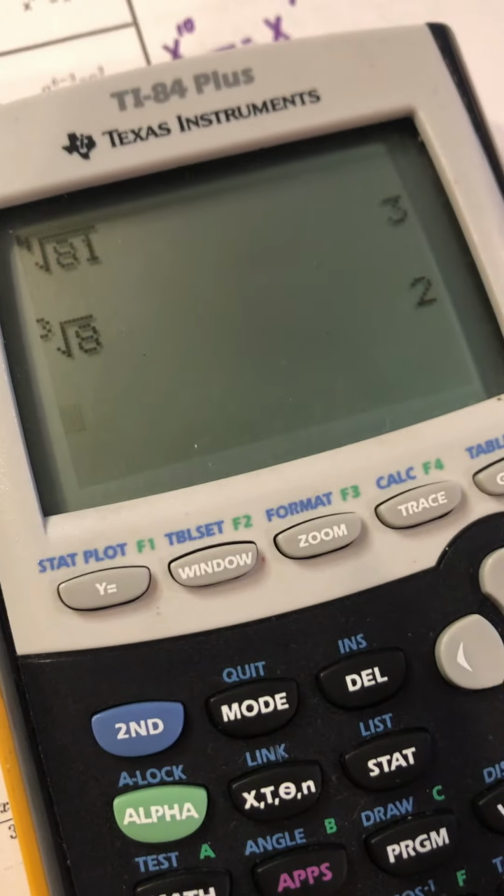7/3 minus 2/4, which of course is a half, but I'm just going to put it in. So I get 11/6, which is right here.